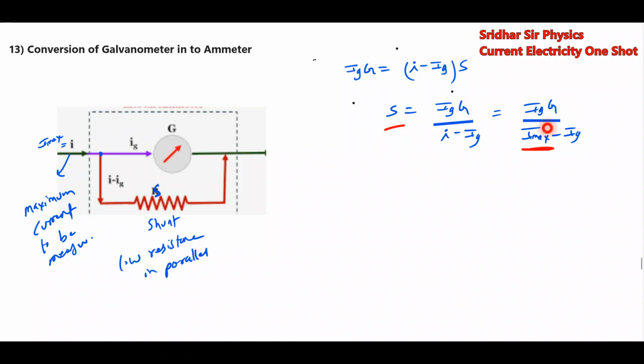There is one formula which you have to remember to convert the galvanometer into an ammeter. You have to connect a low resistance in parallel, and the resistance of that will be given by this particular formula.